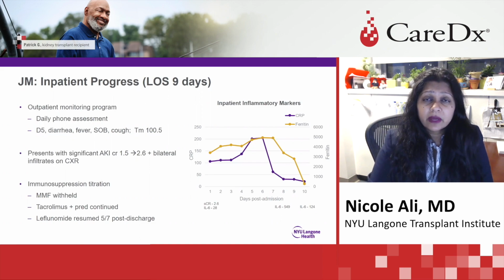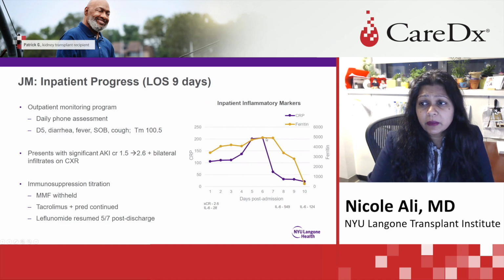So by day 5 of her call, she developed diarrhea, fever, shortness of breath, and had to be admitted to the hospital. At that point, she had acute renal failure with a creatinine of 2.6 and bilateral infiltrates on her chest x-ray. Her immunosuppression regimen was titrated with her CellCept being held. Her tacrolimus and prednisone were continued with a goal tacrolimus level of 4 to 6, and we monitored her through the hospital stay. This graph on the side shows you her inflammatory markers as she progressed through the post-admission days.